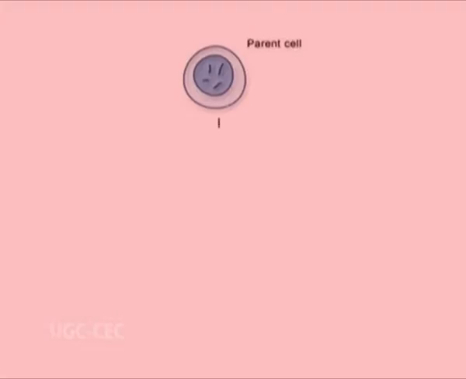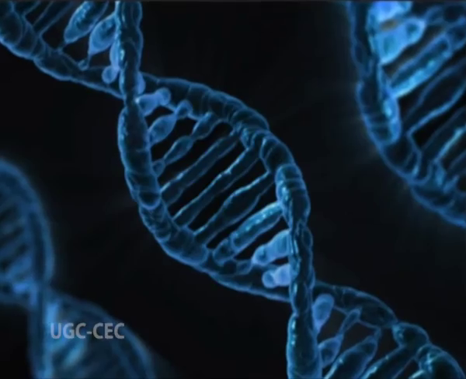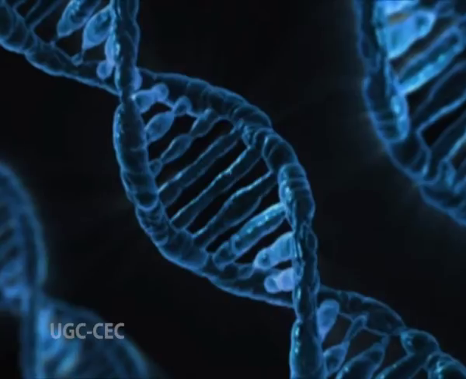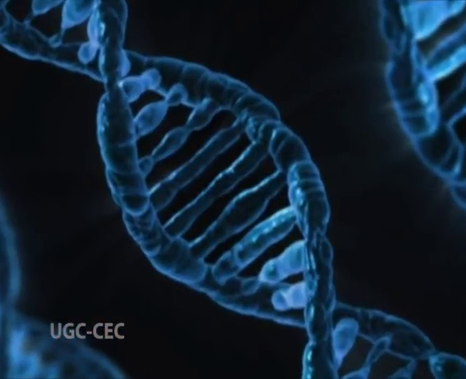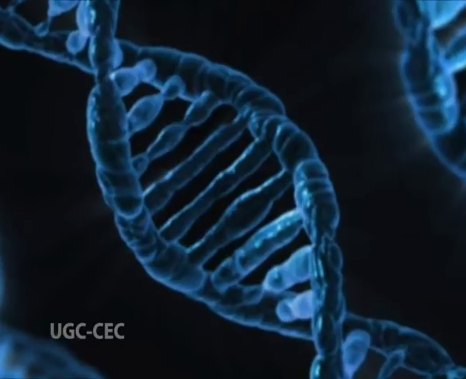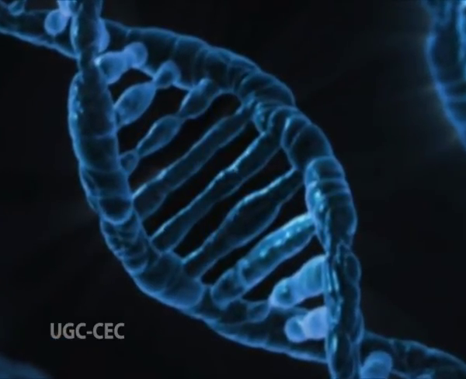Thus, DNA replication is the process by which a double-stranded DNA molecule is copied to produce two identical DNA molecules. Replication is an essential process because whenever a cell divides, the two new daughter cells must contain the same genetic information or DNA as the parent cell.